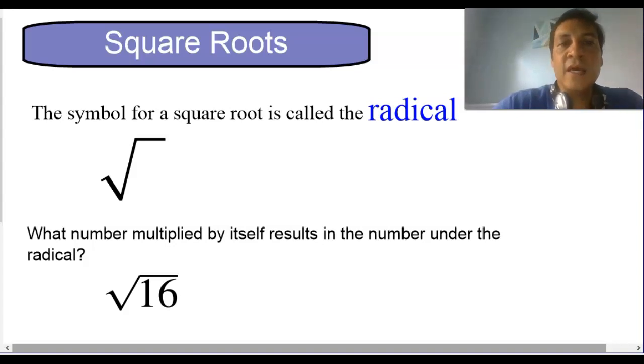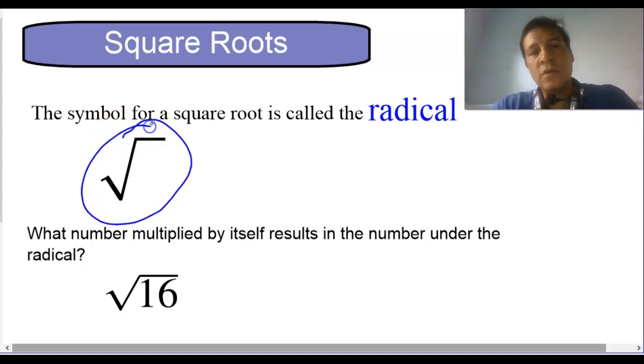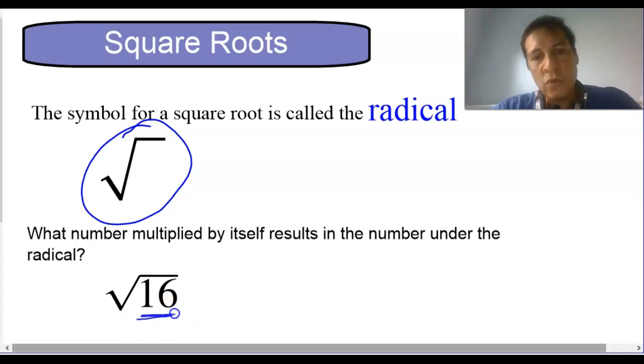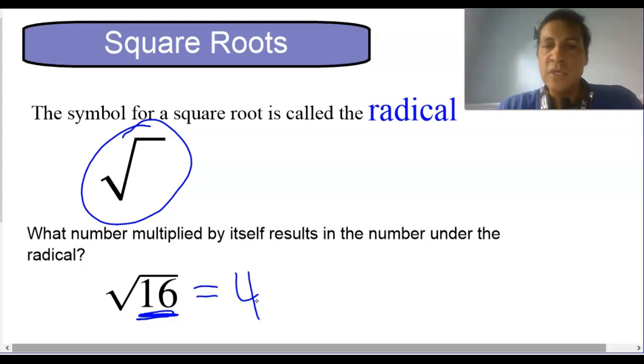All right, now let's find out about square roots. So the symbol for a square root is called the radical. That's what this symbol is here. And when I find a square root, I'm really asking myself, what number multiplied by itself results in this number under the radical? What number can I multiply by itself will give me 16? Well, that would be 4, because 4 times 4 is 16. Notice you can't do something like 2 and 8, right? You're trying to find the one number multiplied by itself that gives you 16.